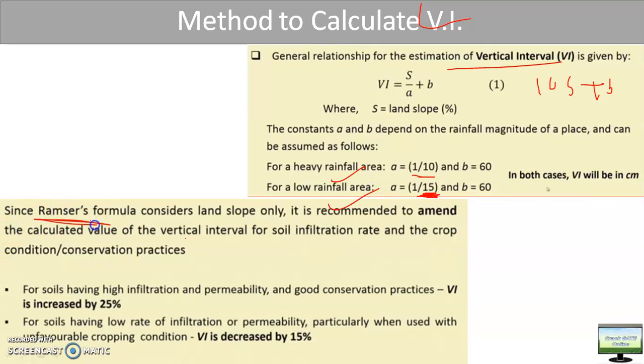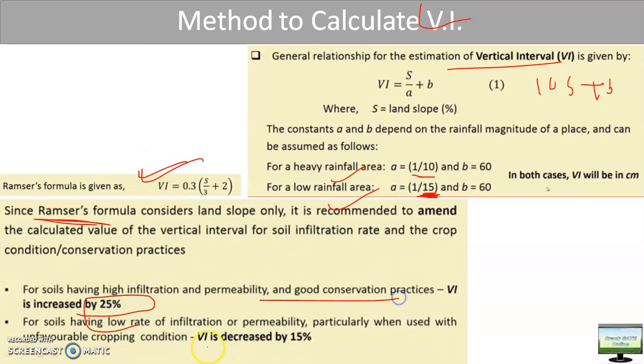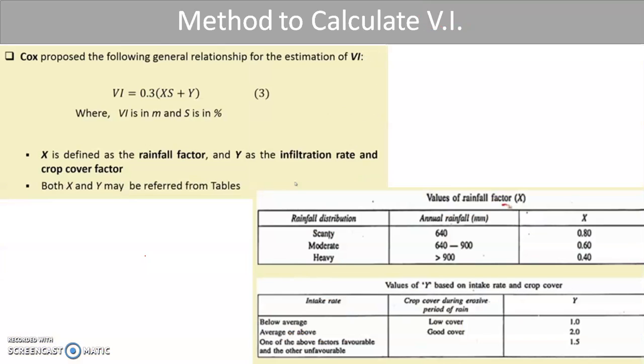Similarly you have to apply the Ramsar formula. So this is the Ramsar formula, s by 3 plus 2, 0.3 times, and you have to increase it by 25% if good conservation, and decrease it by 15% if it is used for unfavorable cropping condition, means poor vegetation condition. So now this is Cox formula. Okay, this is Cox formula.